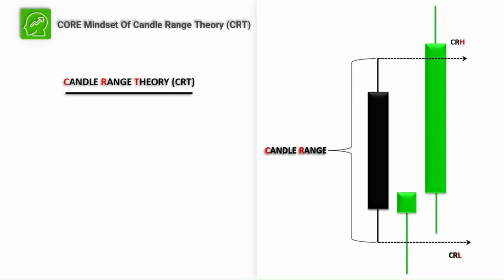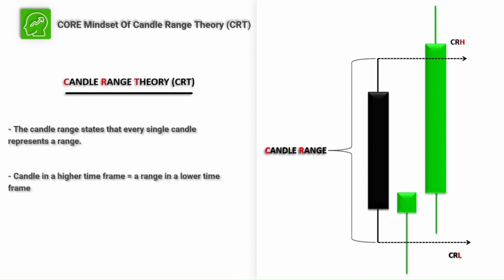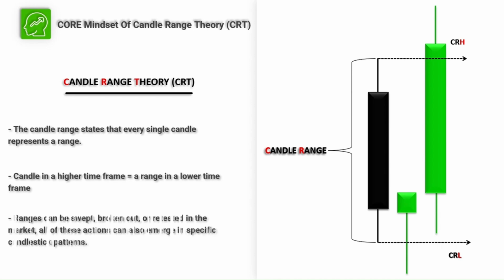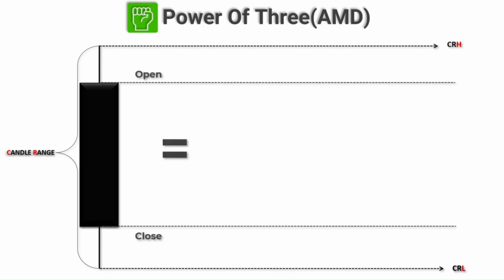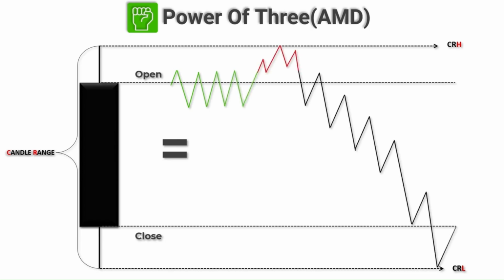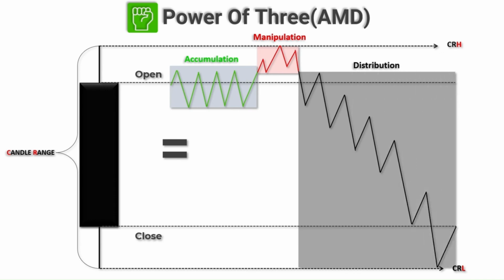So, what is the candle range? As we discussed in the previous video, the candle range states that every single candle represents a range. So, a daily candle equals a range in a lower time frame. In the market, ranges can be swept, broken out, or retested, and all of these actions can also emerge in candlestick patterns. Every candle has a high and a low, which means that in the lower time frame, a range is formed between the candle's highest and lowest points. The market movement can be broken down into 3 main phases, and the price consistently revolves among them: accumulation, manipulation, and distribution.